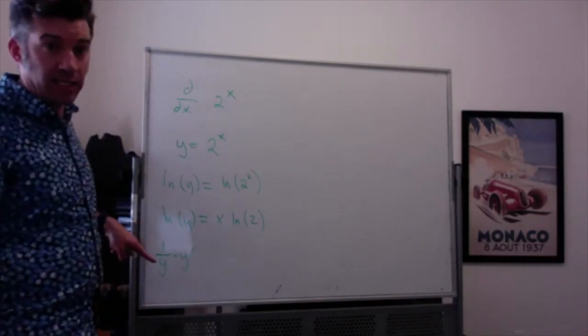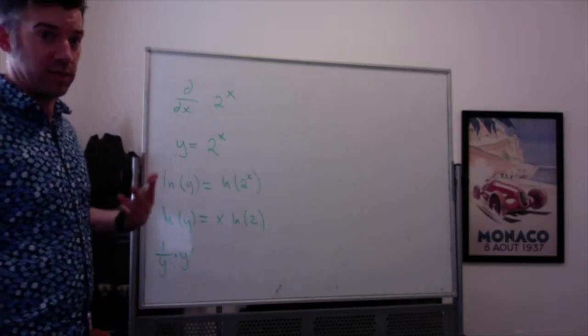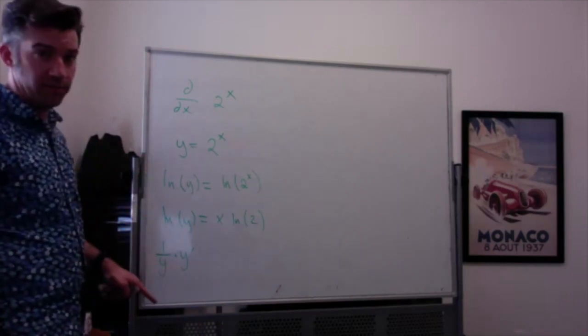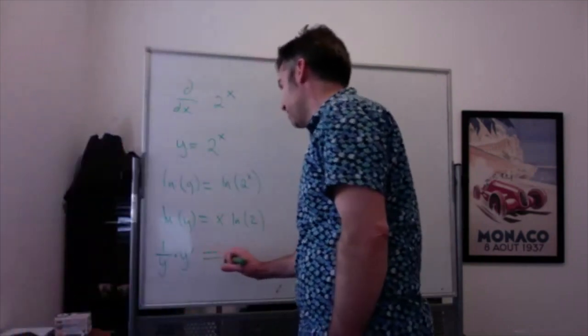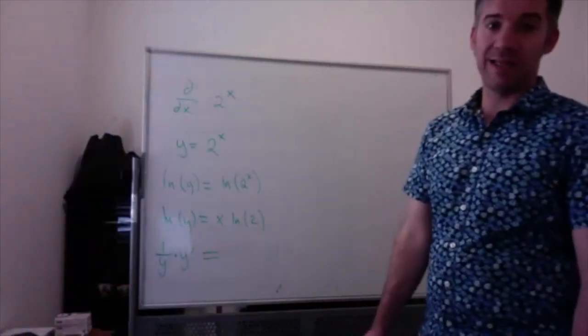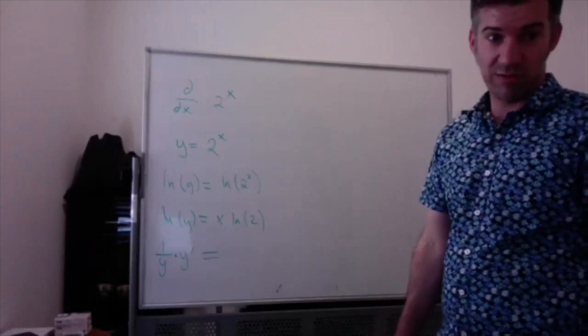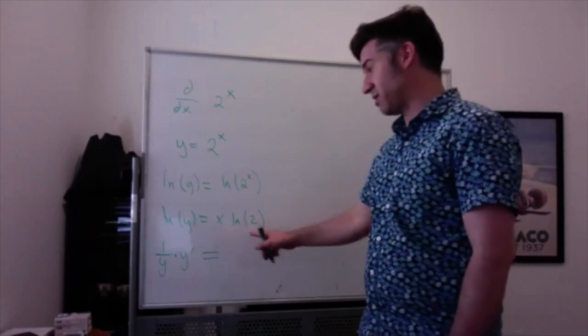This happens a lot, so you should definitely be comfortable with saying, oh yeah, the derivative of the natural log of y is 1 over y times y prime. That is going to happen many, many times. On the right-hand side, it's easier than it looks. I don't have to use the product rule. The derivative of x times a constant.